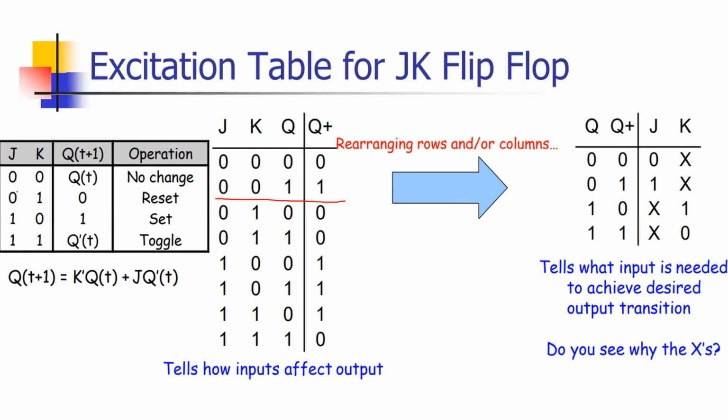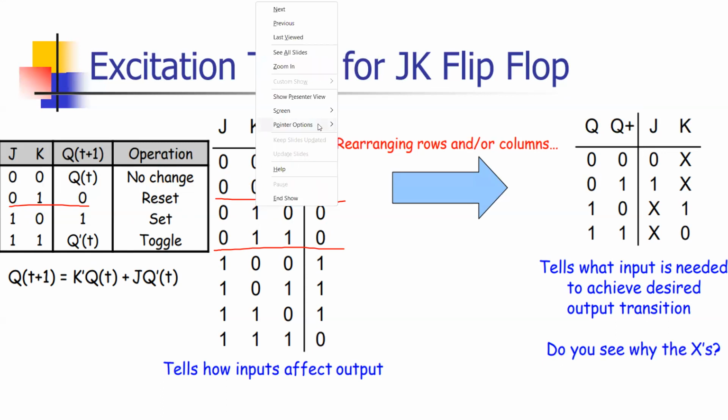Now, when the value of J and K is 0, 1, the output is 0. Whatever be the previous state, output is 0. So the value of J and K is 0, 1, and the previous state is either 0 or 1. Whatever be the value of previous state, output is 0 as per the truth table. So if it is 0, 1, you will get 0. Same way, it is 0, 1, you will get 0.